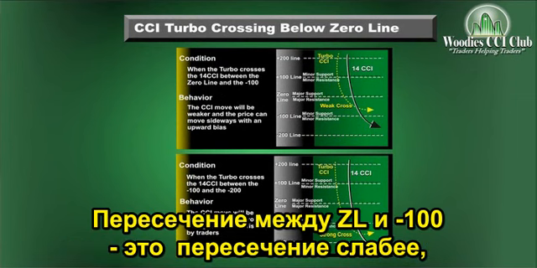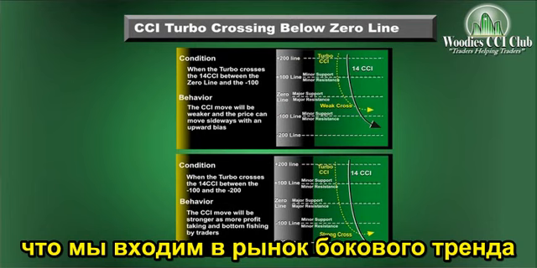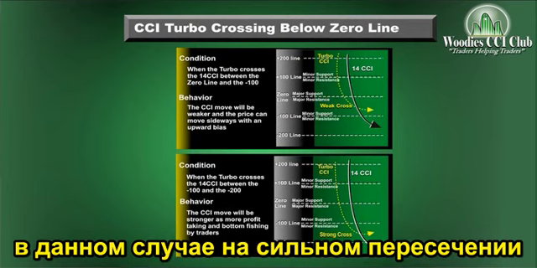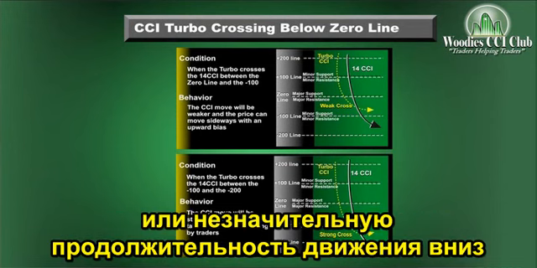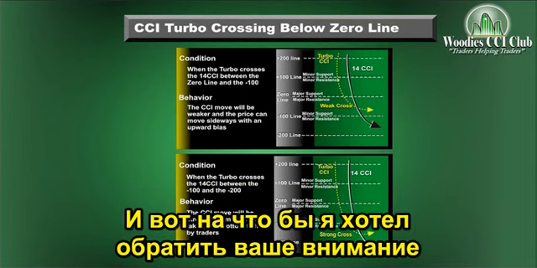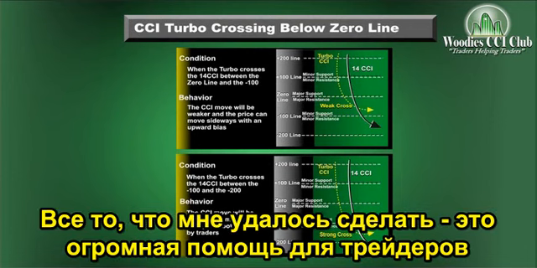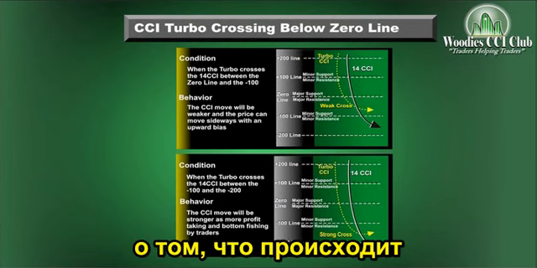A cross between the 0 and the minus 100 is a weaker cross than one when it crosses below the minus 100 and the 200. Also, what this tells you is that we're going to go into a sideways type market on this strong cross, with a slightly upward bias, or an opposite bias of the down mode, which would be up. We're going to go sideways with a slight up bias. I haven't figured out yet exactly how much and how far, but if I could do that, that would be a tremendous help for traders. But having the turbo CCI gives us that great warning that this can happen.